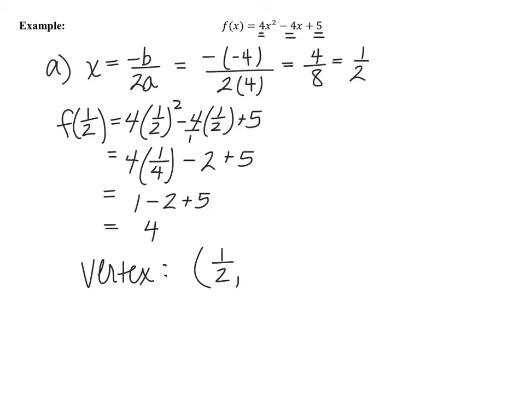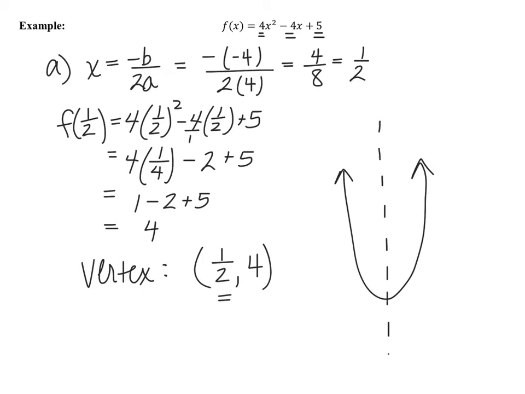will be (1/2, 4). And then the x value of that vertex, remember, if we have a parabola, parabolas are symmetrical, and there's that imaginary line that divides them in half, and that's the axis of symmetry. It passes through the vertex. Therefore, the x value of the vertex will give us our axis of symmetry. So we know our axis of symmetry is x equals 1/2.